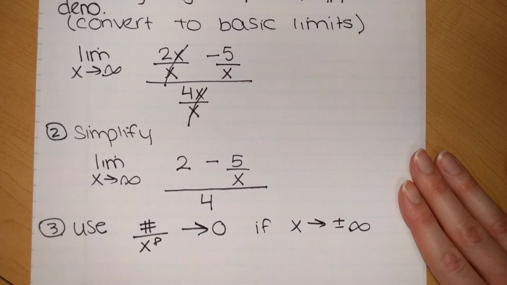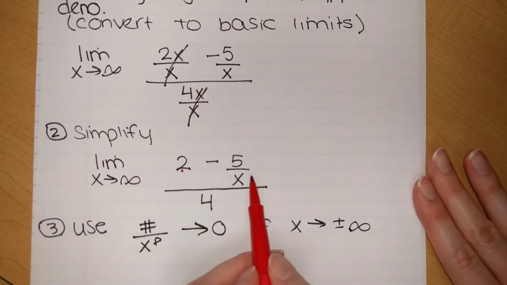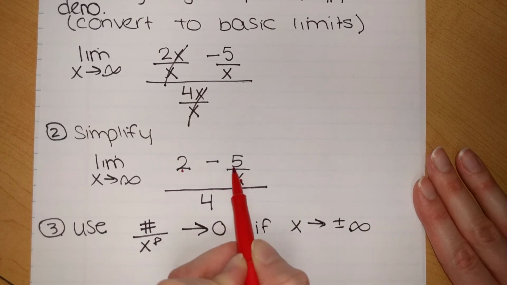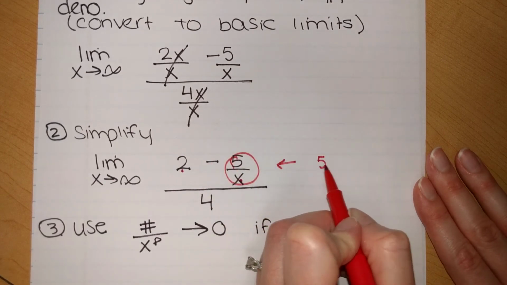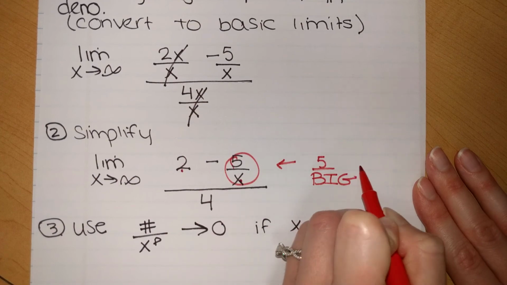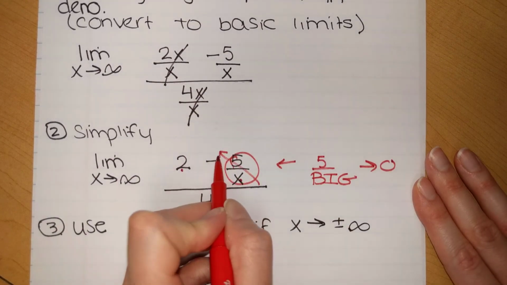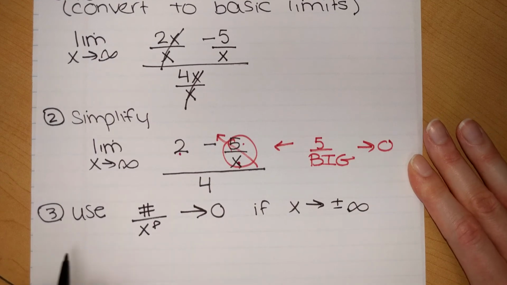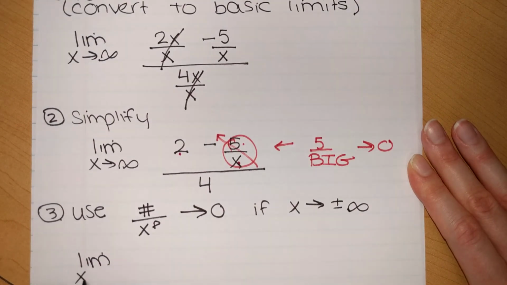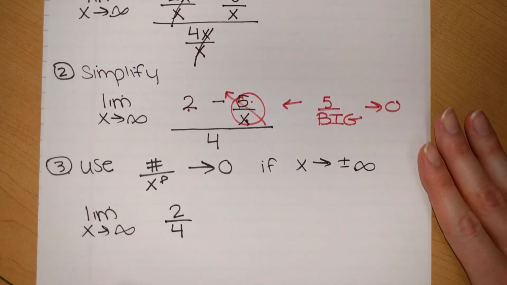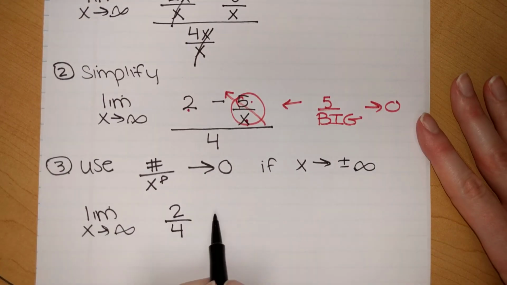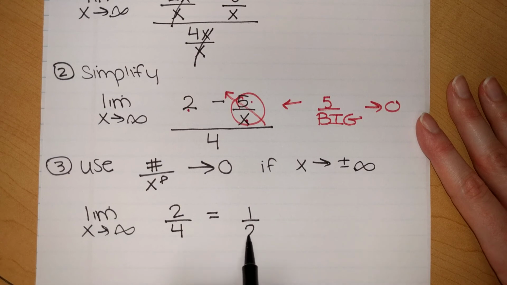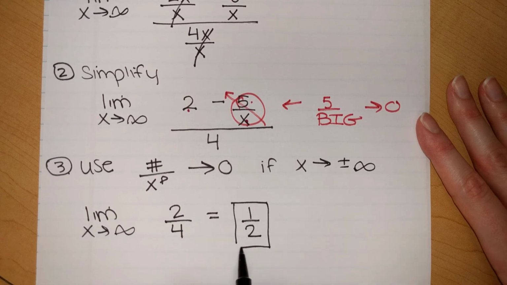So I can say that this 2 is going to stay as 2, but because this x is in the denominator, remember, if I were to plug in, I'd have 5 over a really big number, so that's going to go to 0. So the 5 over x is going to go to 0, the 4 is going to stay as 4. So this is the limit as x goes to infinity of 2 over 4. And at that point, you just have constant 2/4, so there's nothing to plug in, and your limit is simply equal to 1/2.